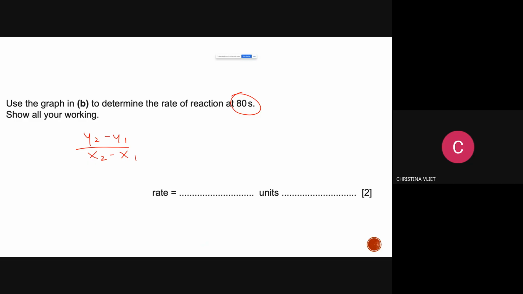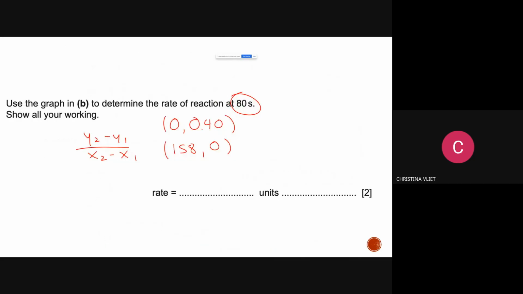Will we have to write down that formula for a mark? No. It would not be worth a mark. So when I did it, I had gotten 0 and 0.40. But if you got 0.38, that would be fine. And then I got 158 and 0.